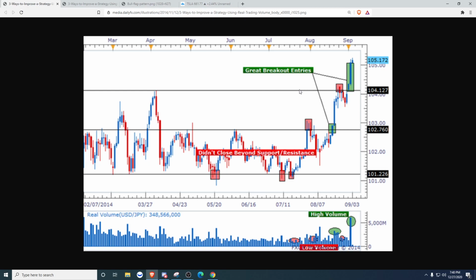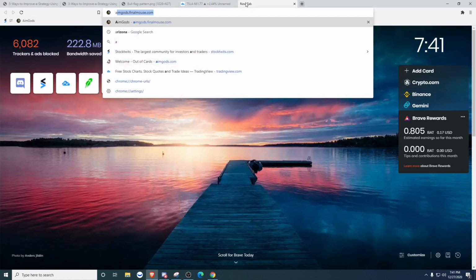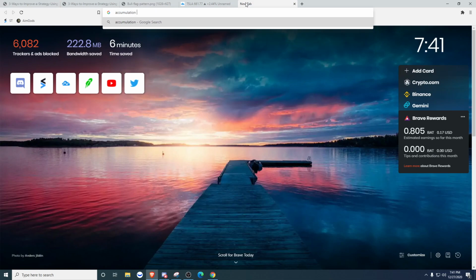So another thing we want to see is more buying volume than selling volume. So during the selling candles, we want to see less volume than the buying ones. And this here, let me go accumulation.